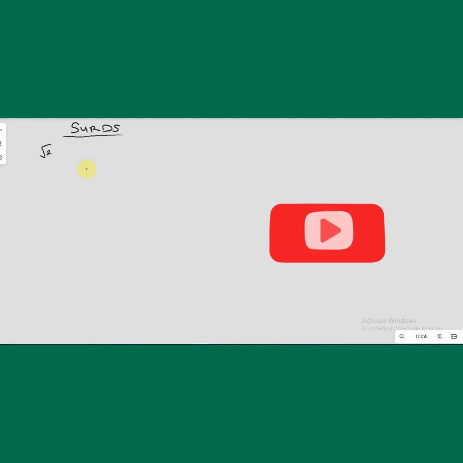Unlike, for instance, square root of 4, which can be simplified further. So this is not an example of a surd because square root of 4 is 2. But this example, square root of 2, is an example of a surd because it cannot be simplified further. The square root of 2 doesn't have an exact decimal, so it gives an irrational number. So this is an example of a surd, while square root of 4 is not, because it can be simplified further to give us 2.